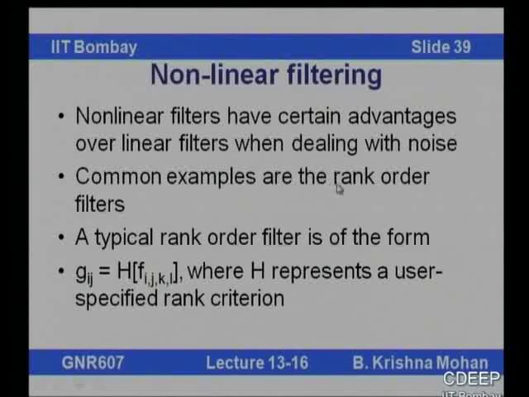Some examples are rank order filters or rank filters. I will explain what they are. Now, suppose you have the neighborhood of pixels and you say sort them in some order, increasing or decreasing order, and take the most frequently occurring intensity and replace the central pixel intensity with that. Okay, that is known as mode filtering.